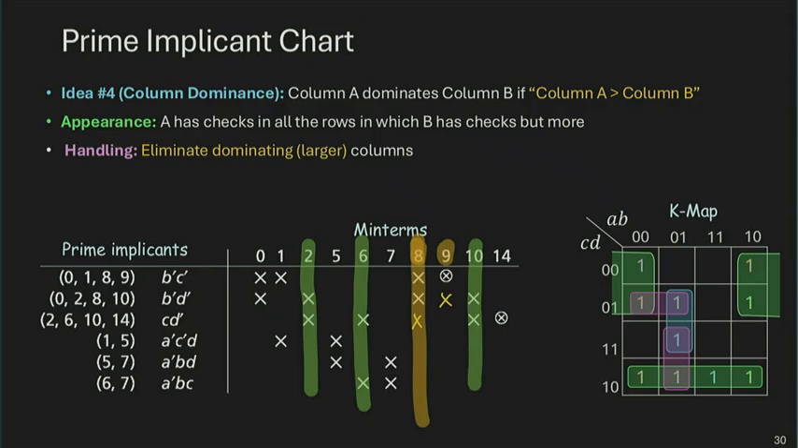So we have three rules: essentiality, row dominance, and column dominance. You can apply them in any order you like, and even at some point apply essentiality to include more implicants in your final cover, and that should allow you to find the minimum expression in most situations.